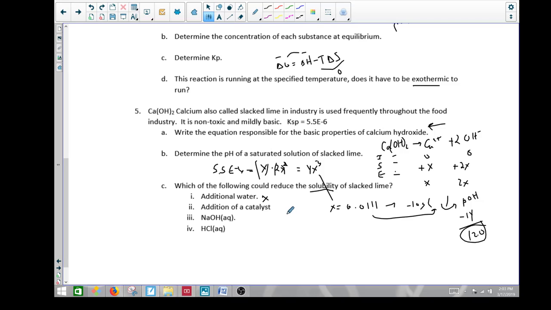Adding a catalyst, I guess. No. This is just going to allow us to go from here to here faster, to get to the current solubility state faster. It will not allow more to dissolve, like stirring perhaps would not allow us to get more dissolved. Adding NaOH would actually reduce the solubility, driving it this way. So this is a yes. Adding an acid would actually remove that item, driving the reaction this way, and that would increase the amount that would dissolve. So that would be a no.